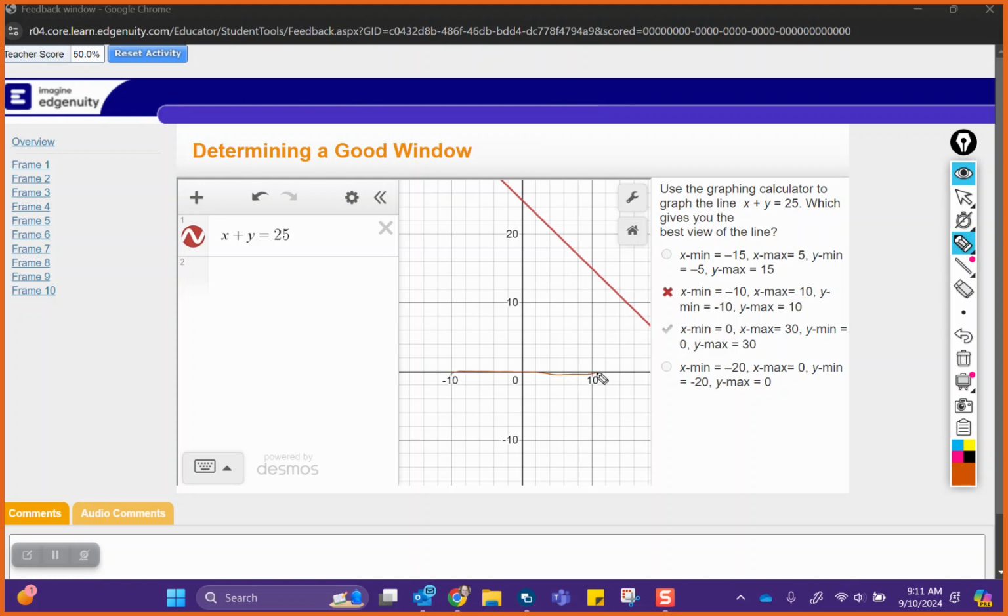So the x max and min is in this direction, and then the y max and min is this direction. And you're really just looking at the labels on those axes.